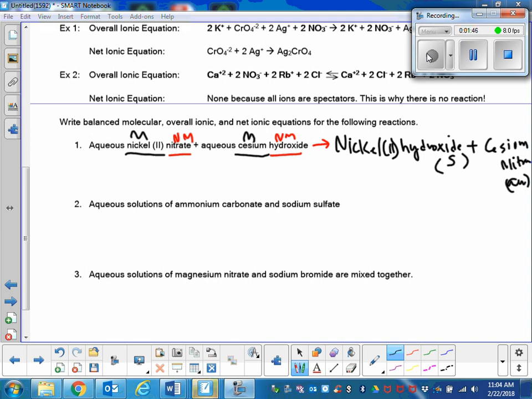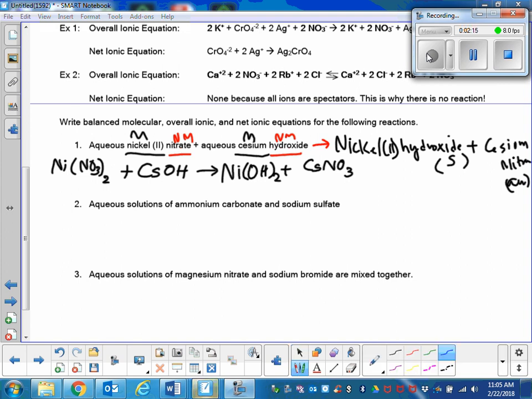So I need to write the formula for nickel 2 nitrate. Nickel 2 nitrate is Ni(NO3)2. Is that right? Plus cesium hydroxide is CsOH. And then you have nickel 2 hydroxide, which is Ni(OH)2, plus cesium nitrate, which is CsNO3. Now, the equation is not balanced, so you need to include a 2 for the nitrate, which means there is a 2 before cesium and hydroxide, and the equation becomes balanced. Is that correct? Everybody with me so far?